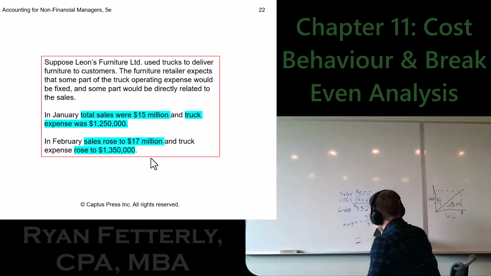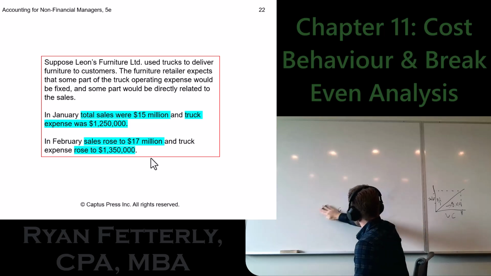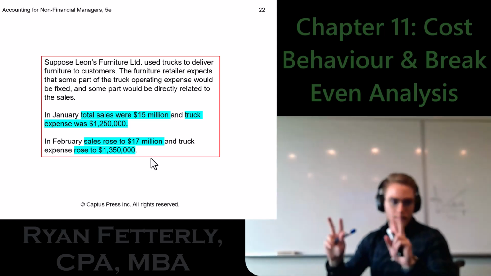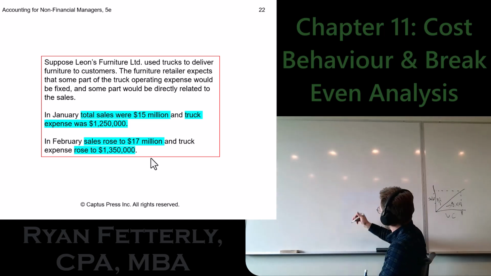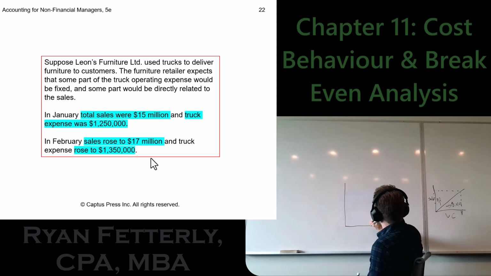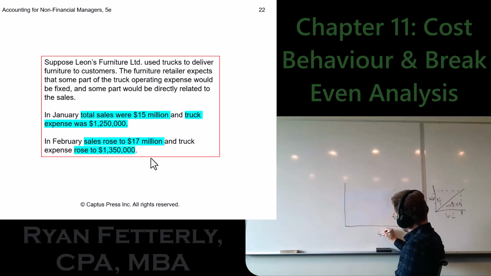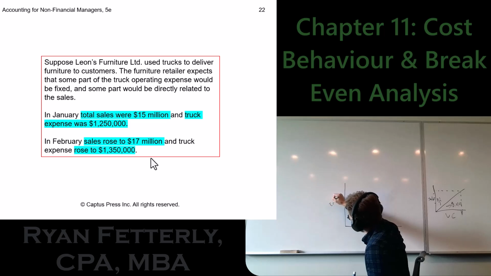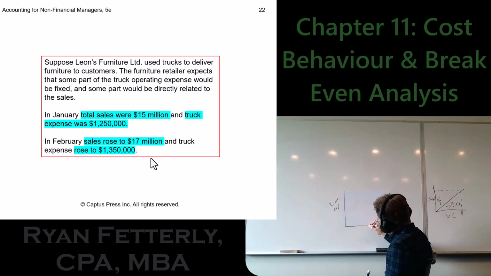Okay, so if I were to plot this out, right? And maybe I'll get some colors going to make this fun. Fun, it's math. But here we are, right? And down here is going to be our sales. And over here is going to be our truck expenses. Okay. So say about here is where we have $15 million in sales. Okay. And I'm going to say right about here is where we have 1.25 million in truck expenses.